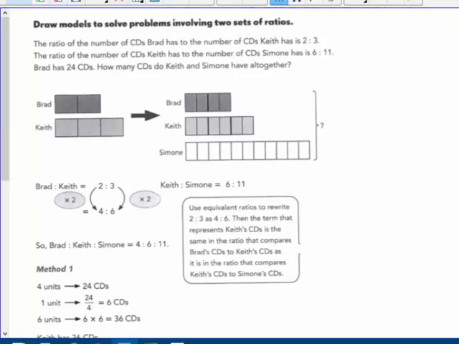Draw models to solve problems involving 2 sets of ratios. The ratio of the number of CDs Brad has to the number of CDs Keith has is 2 to 3. So that's my beginning picture here, a 2 to 3 ratio. The ratio of the number of CDs Keith has to the number of CDs that Simone has is 6 to 11. So Keith has to be cut into 2, because he's got 3. If I divide it in 2, now I have 6. So you give Simone 11, which means Brad now has 4. Brad has 24 CDs.